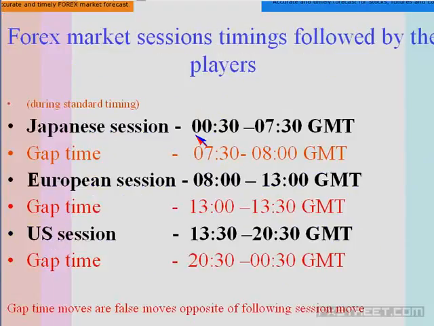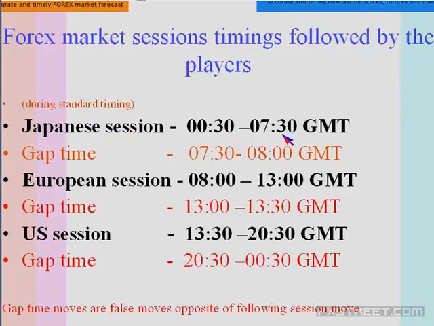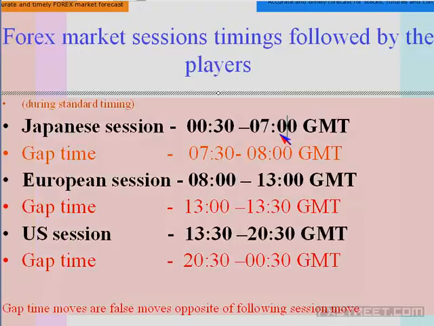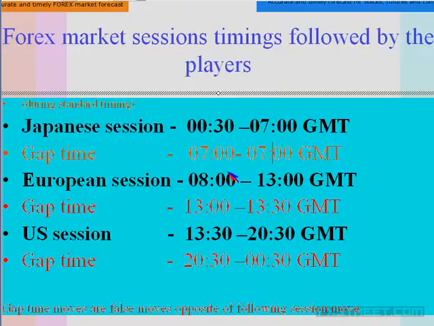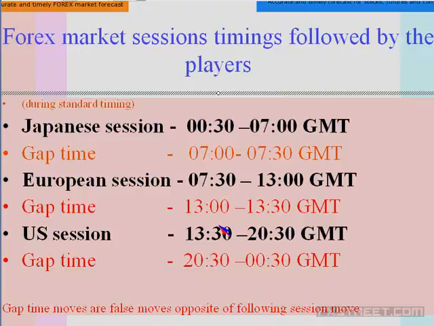So, Japanese session is over 0030 to 7 GMT, and 7 to 7:30 is the gap time, and 7:30 the European session starts and gets over by 13 GMT. 13 to 13:30 GMT is the gap time, and 13:30 to 20:30 GMT is the US session. Then afterwards you come across the gap time.